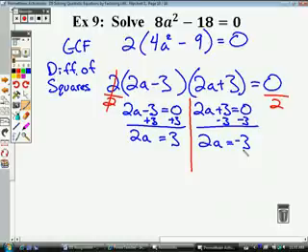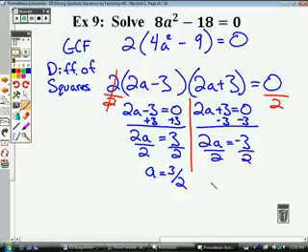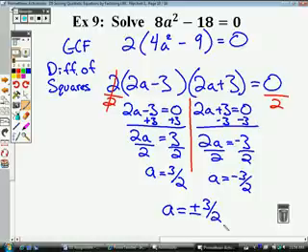All right, now you can divide by 2. So we divide this by 2 and that by 2. So I get a equals 3 halves. That's right, it can be a fraction. Okay. And this one's going to be a equals what? Yeah, negative 3 halves. So my answer is a equals plus or minus 3 halves.